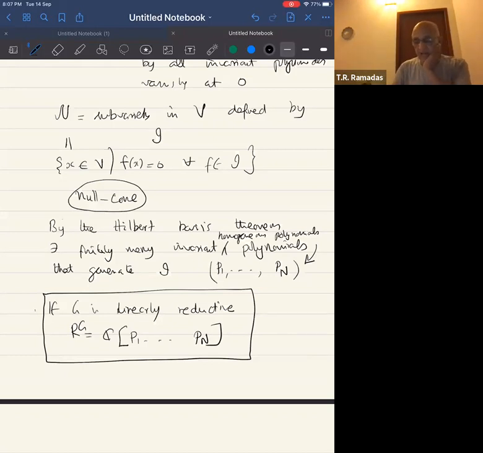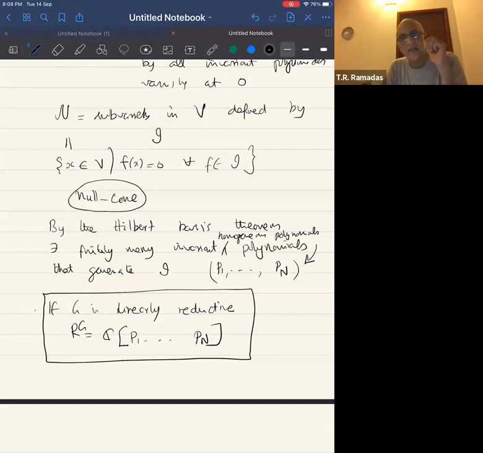So since the ideal I is generated by the set of all invariant polynomials of positive degree, there exist finitely many invariant polynomials of positive degree, which you can take to be homogeneous, which generate I. Okay, so just list them P1 to Pn, where capital N need not be unique because the set of generators depends on how you choose it. But there exists a finite set of homogeneous polynomials that generates the ideal I. Now, so far in total generality, but the point is now, if G is linearly reductive, these homogeneous invariant polynomials that generate I actually generate the invariant ring as an algebra over C.